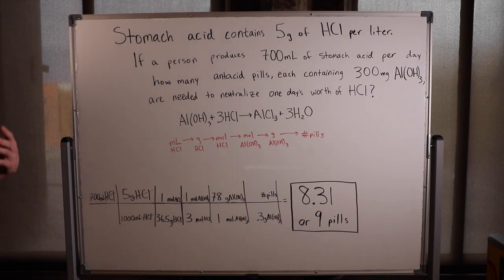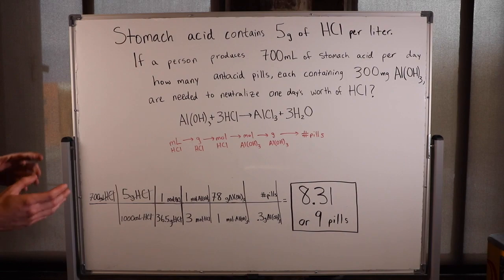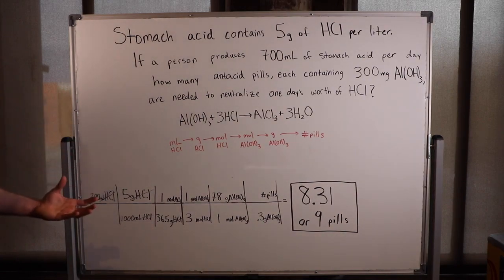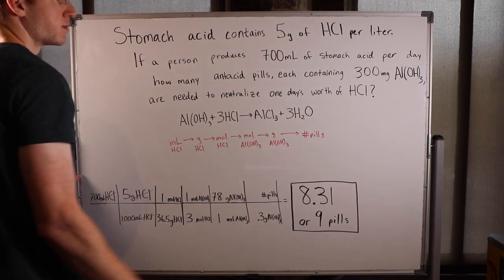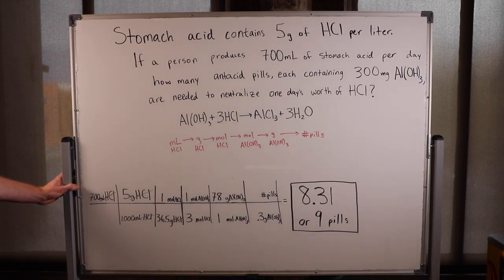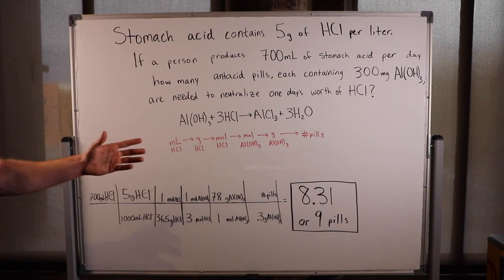And the first step here is really to recognize that this is a stoichiometry problem because we're converting between 2 different amounts of 2 different things in a reaction. So we started off with some information here. They say stomach acid contains 5 grams of HCl per liter. So really what that is, is the density of the HCl in grams per liter.